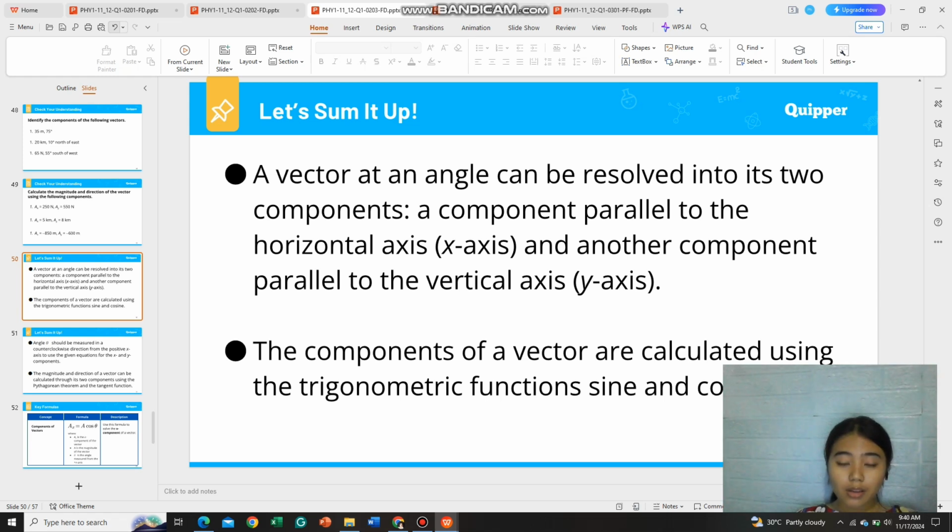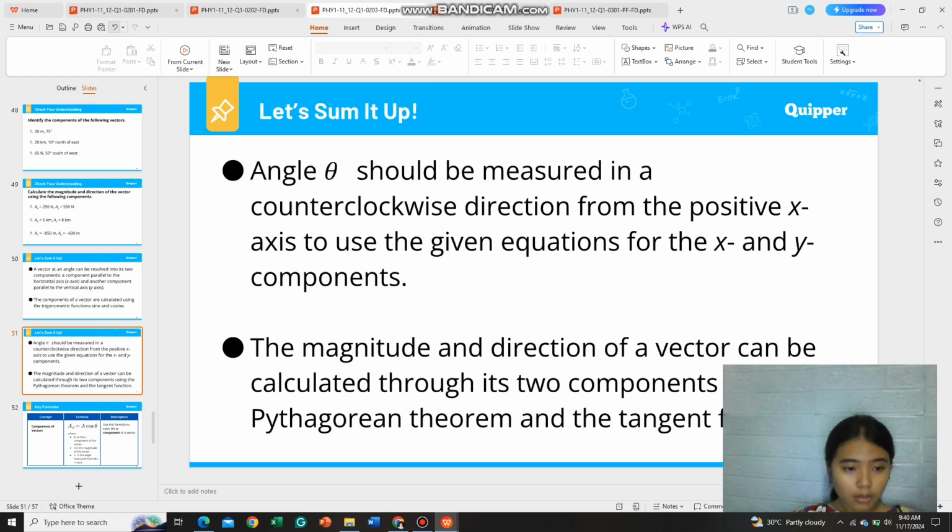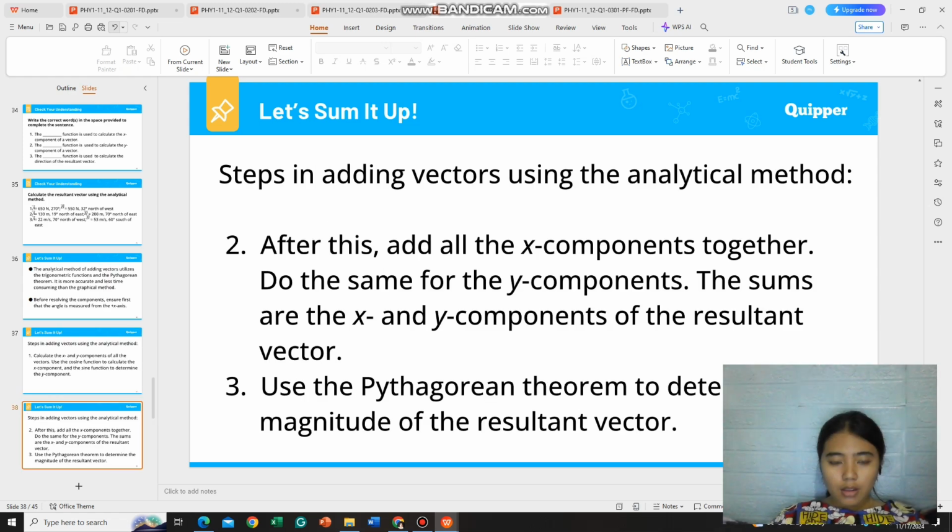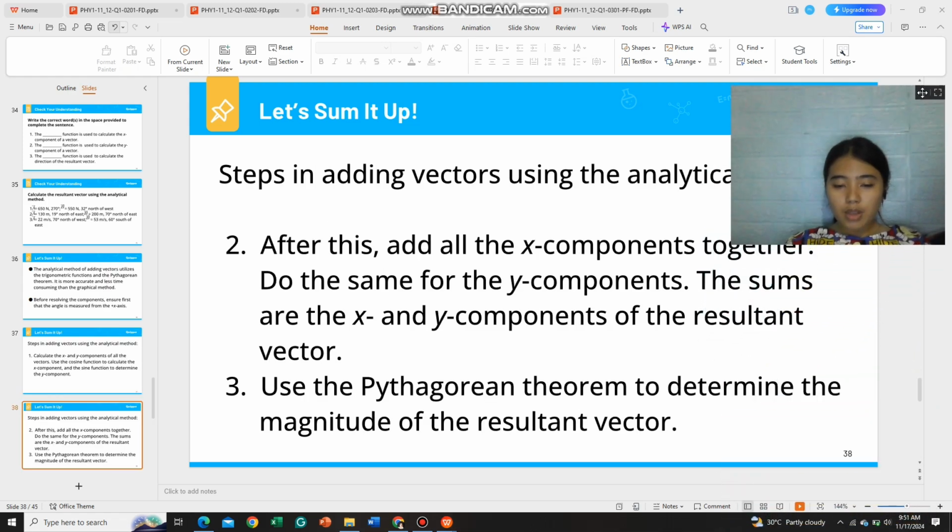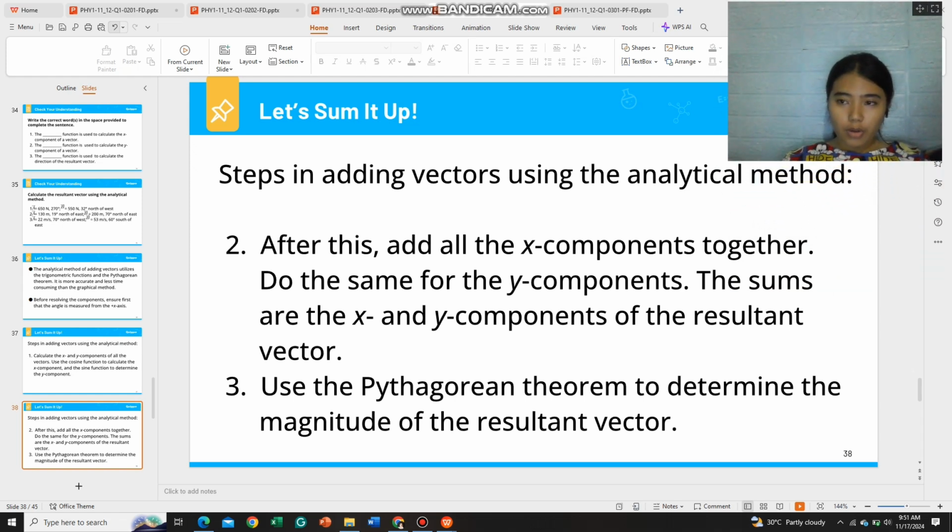Okay, to sum it up, a vector at an angle can be resolved into its two components. A component parallel to the horizontal axis, x-axis, and another component parallel to the vertical axis, y-axis. The components of vectors are calculated using trigonometric functions. Angle theta should be measured in counterclockwise direction from the positive x-axis to use the given equations for the x and y components. The magnitude and direction of the vector can be calculated through two components, Pythagorean theorem and tangent.